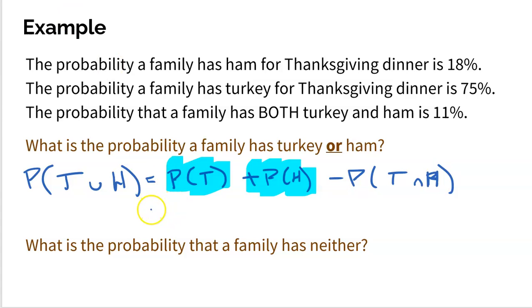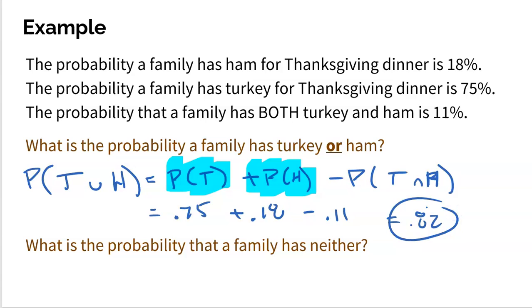So it's really, really simple to do. 75% turkey plus 18% ham minus the 11% that have both. It's really that easy. So 0.75 plus 0.18 minus 0.11 is 0.82. 82% of houses will have either turkey or ham. Now remember, I said this in the very beginning, or means one or the other or both. So in this case, when I say turkey or ham, I'm talking about turkey, or I'm talking about ham, or I'm talking about both. It's all together.